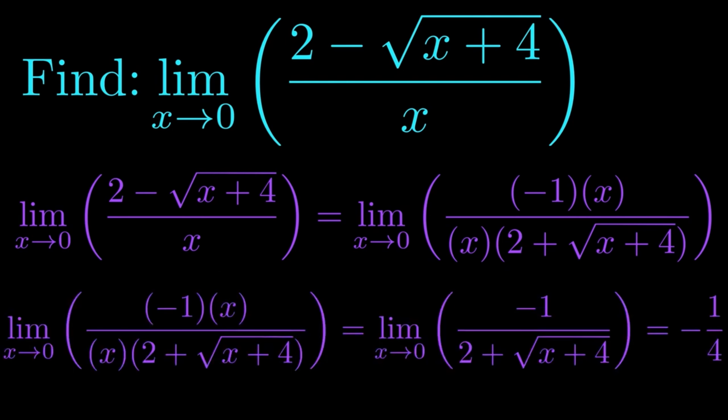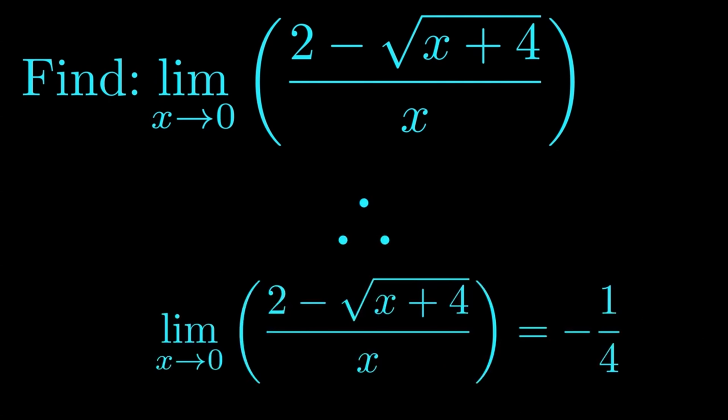And we can actually cancel a factor of x, and we're left with the limit as x approaches 0 of minus 1 divided by 2 plus the square root of x plus 4, which is also equal to minus 1 over 4. Therefore, the limit as x approaches 0 of 2 minus the square root of x plus 4 divided by x is equal to minus 1 over 4, which is the final answer to our problem.